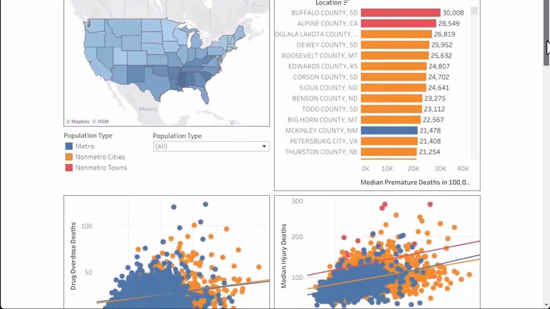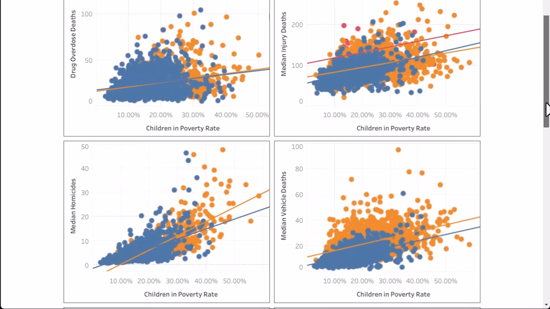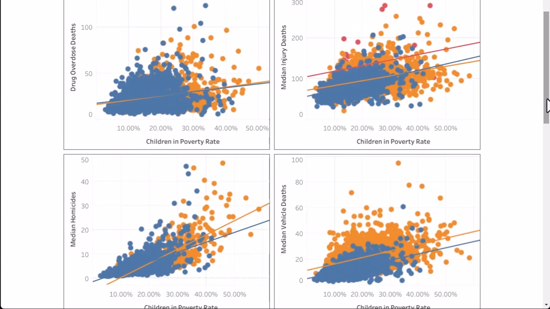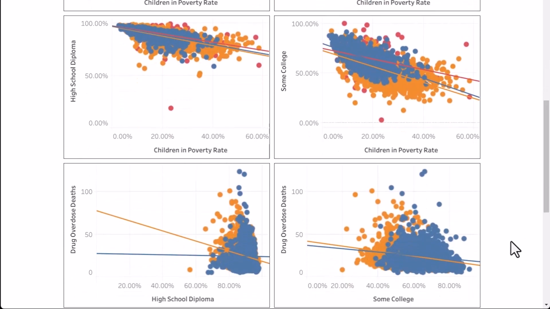Now if we scroll down further, we can see some plots here. The first couple of plots are looking at childhood poverty rates and comparing them against drug overdose deaths, the median injury death rate, median homicide, and the median vehicle deaths. Scrolling down further, we're taking a look at childhood poverty rate versus education, some high school diploma and some college. Scrolling down further, we have two more plots showing those people that have some college and their drug overdose deaths, versus those that have a high school diploma and their drug overdose deaths.